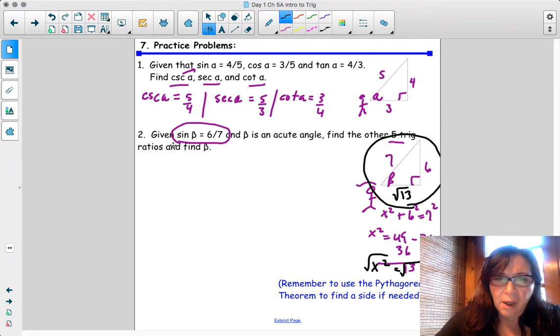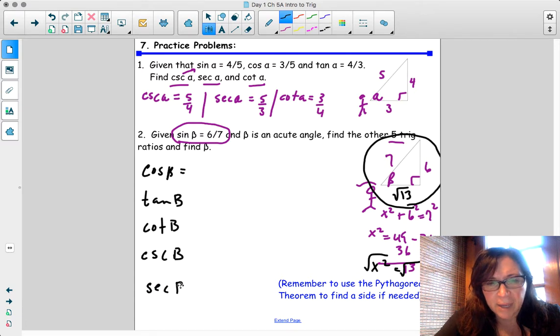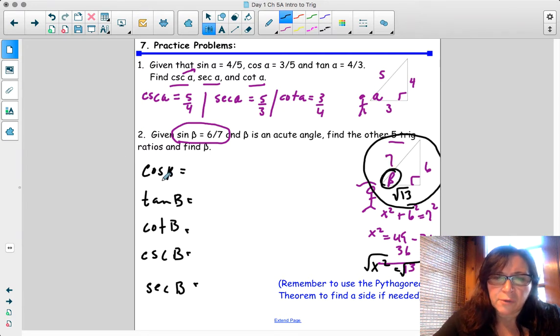So we already have sine. We need cosine of beta, tangent of beta, cotangent of beta, cosecant of beta, and secant of beta. And beta, again, is just another angle. So cosine, going back to the angle, here's beta. Cosine is adjacent over hypotenuse, so that's going to be √13/7. Tangent is opposite over adjacent, so 6/√13.